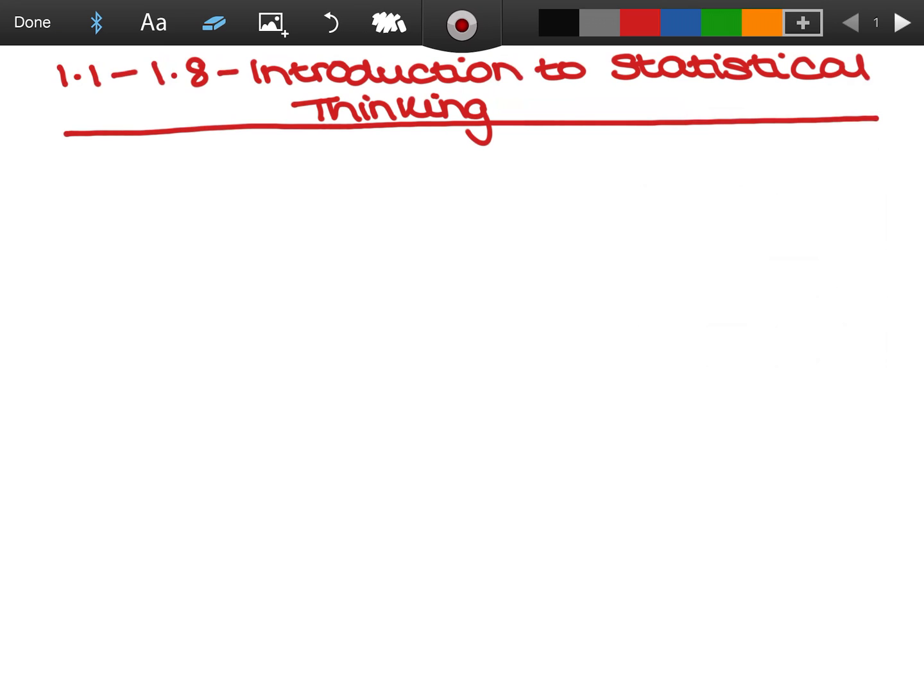So chapter 1 is basically an overview of what you're going to see moving forward. So we look at exactly what is a statistic. We're going to look at populations and samples and why these things can be useful to us. What are we trying to find from these populations and samples?